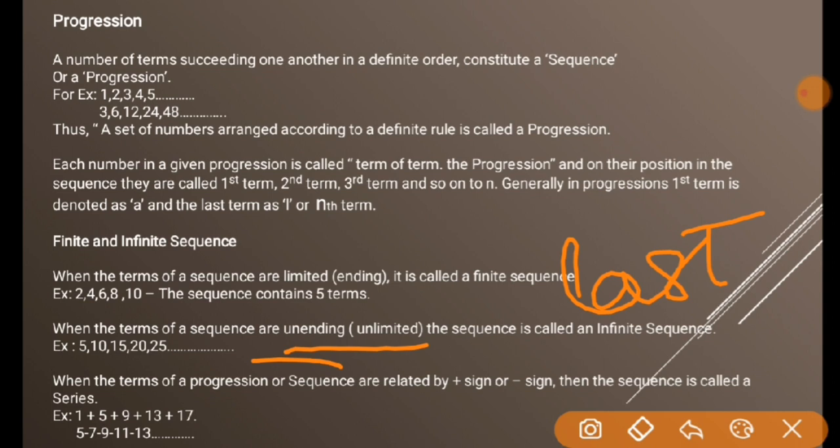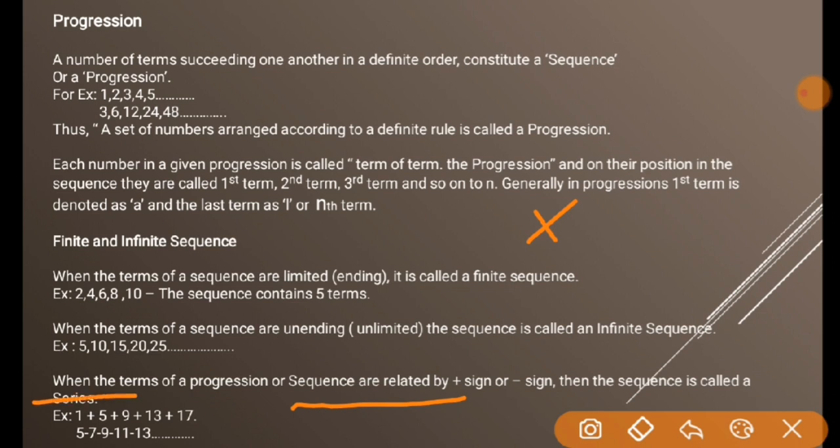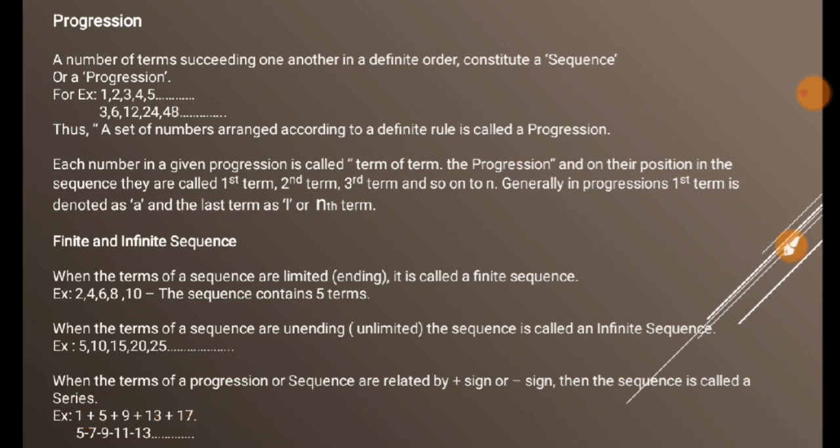Then we have a series. A series is when the terms of a progression or sequence are related by positive or negative signs, then it is called a series. Look at the example: plus 1 plus 5 plus 9 plus 13. Here the sequence is included with positive or negative signs, right? So that is termed a series.